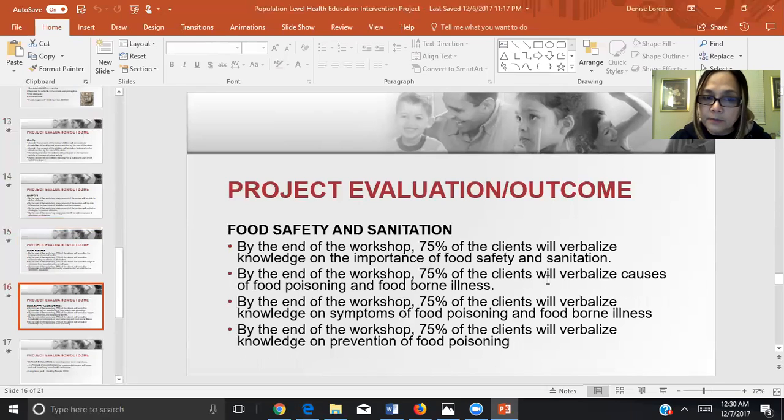And lastly, the objectives for food safety and sanitation. 75% of the clients will verbalize importance of food safety and sanitation. They will verbalize causes of food poisoning and foodborne illnesses. They will know the symptoms of food poisoning, and they will verbalize knowledge and prevention of food poisoning.